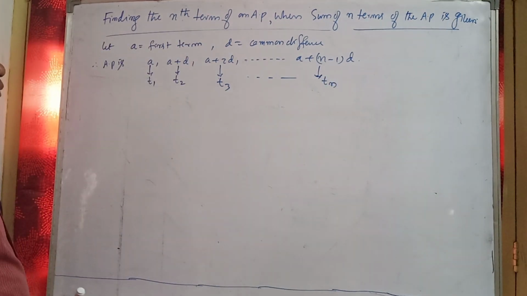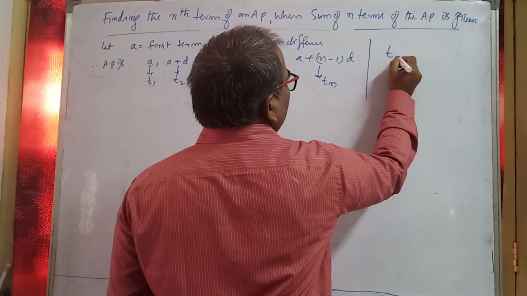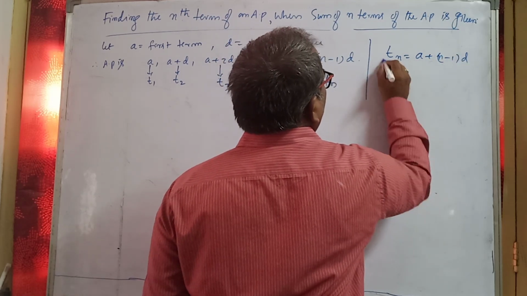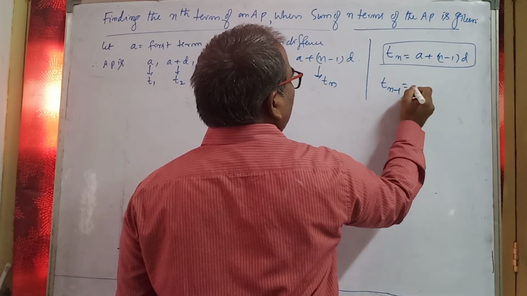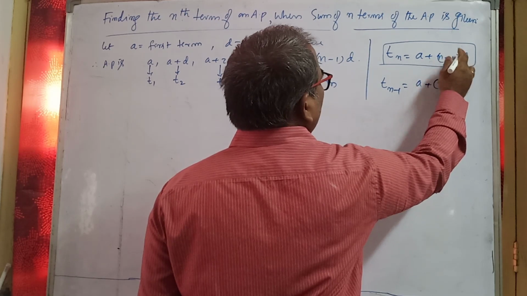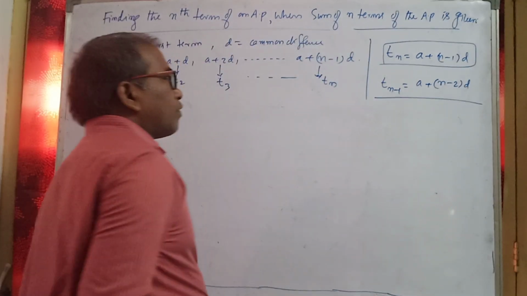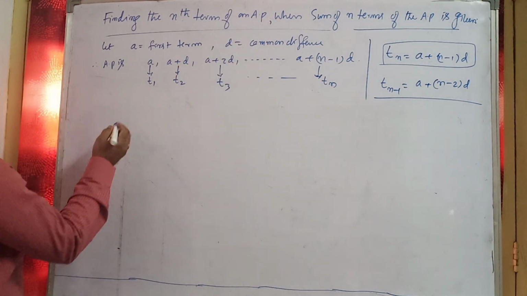Remember one thing. Tn is a plus n minus 1 into d; this is the general term of an AP. What is its previous term? Tn minus 1. In place of n, you should write n minus 1: n minus 1 minus 1, n minus 2. Remember. Okay? Now, the sum of n terms is given.